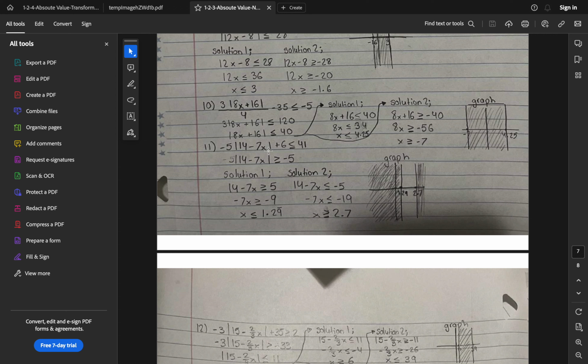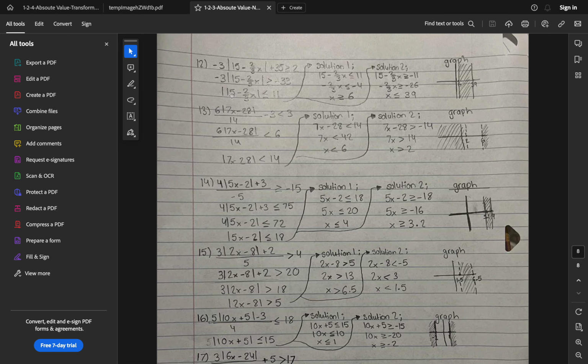Question number 11, negative 5 times the absolute value of 14 minus 7x plus 6 is less than or equal to 41. We isolate for the absolute values. Once again, we get absolute value of 14 minus 7x has to be greater than or equal to negative 5. So we do it for both possibilities, the positive possibility and the negative possibility. You have 14x. Basically, this is what we get. We get x has to be less than or equal to 1.29, and x is greater than 2.7, and it's shown in the graph.